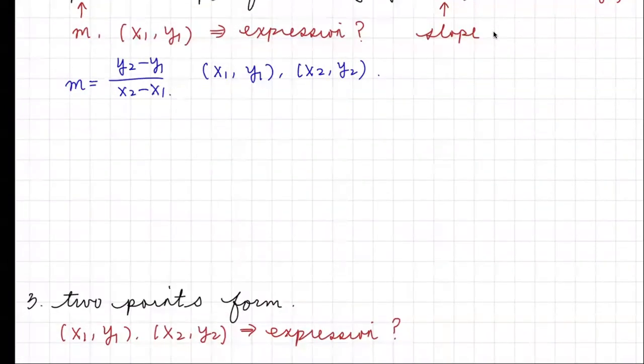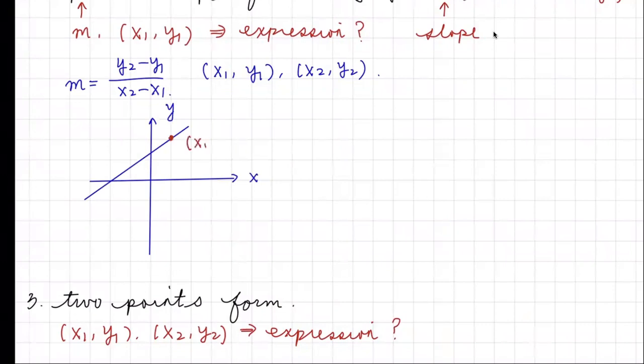However, if we have a straight line like this, we know 1 point on this straight line, which is x1, y1. So the coordinates of this point are given. We can use a generalized form to represent any other point on the straight line, which is xy.